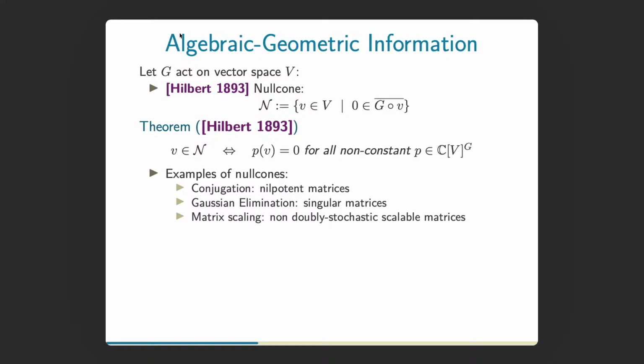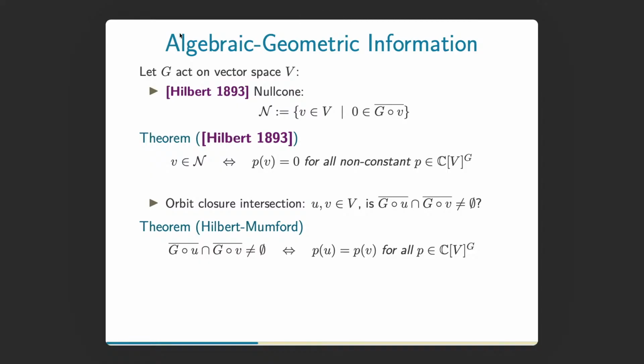And for Gauss elimination, remember, I only had one polynomial that generated everything, which is the determinant. So my null cone here is going to be the set of singular matrices. And matrix scaling was those matrices that cannot be scaled to doubly stochastic. So does that make sense? These are some examples where the null cone is capturing something interesting.